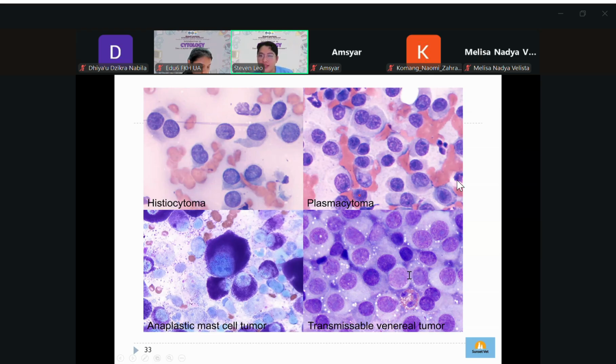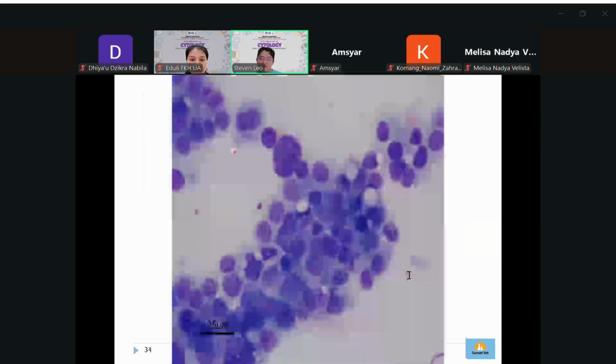This is typical of the plasmacytoma. You can see the nucleus typically goes to the edge of the cell, eccentric. This is typically TVT, there are vacuoles. And this is typically mast cell because they have the granules here, so you cannot see the cytoplasm because the purple granules cover it. And this is typically histiocytoma, but it's not as beautiful as the normal one. It's a little bit bad, sorry.